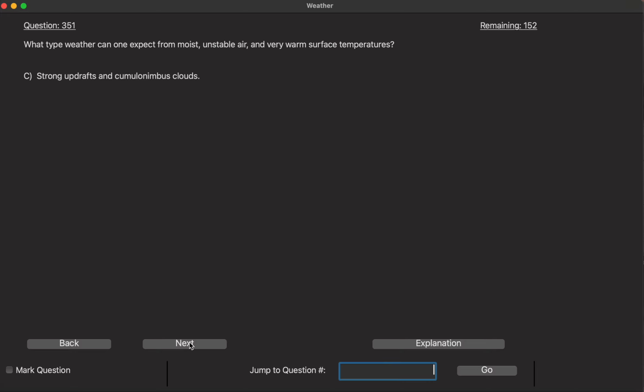What type of weather can one expect from moist, unstable air and very warm surface temperature? Strong updrafts and cumulonimbus clouds. Moist, unstable air with a warm surface temperature, strong updrafts and cumulonimbus clouds. The conditions necessary for the formation of stratiform clouds are lifting action and stable moist air.